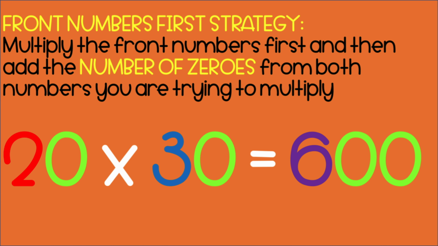Now we can use our newfound knowledge to solve a bunch of different questions. This is strategy number 3, called front numbers first strategy. For this one, it's not just multiplying by 1 with a bunch of zeros. It can be any digit or digits with a bunch of zeros that you're multiplying. For this, we multiply the front numbers first and then add the number of zeros from both numbers you are trying to multiply. So in this example, we're multiplying 2 times 3, which we know is 6, and then there's a 0 next to the 2 and a 0 next to the 3, so there are 2 zeros in my answer. My answer here is 600.